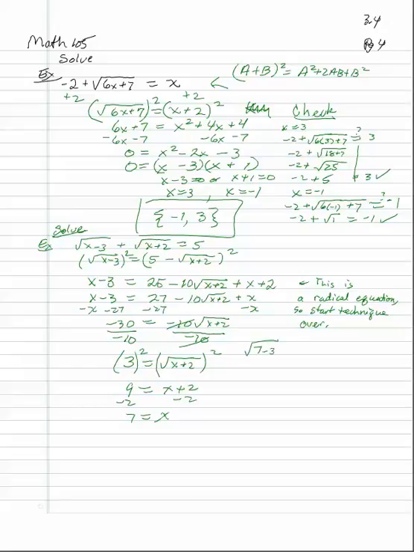7 minus 3 plus square root of 7 plus 2, does that equal 5? So square root of 4, which is 2. Square root of 9, which is 3. 2 plus 3 equals 5. Check. So that's my solution.